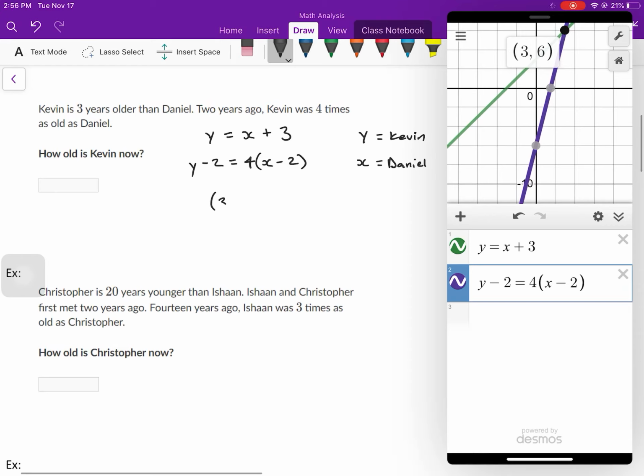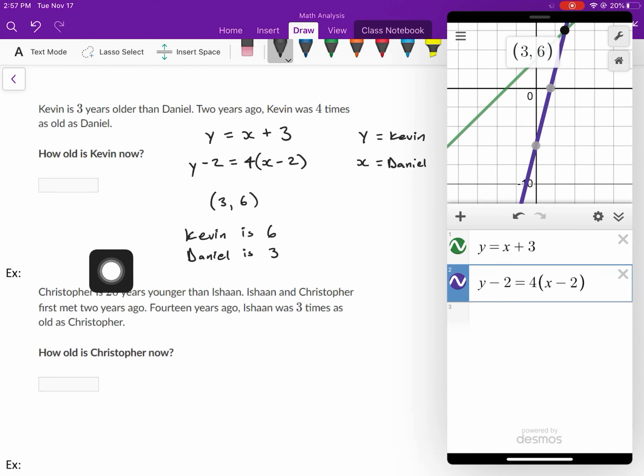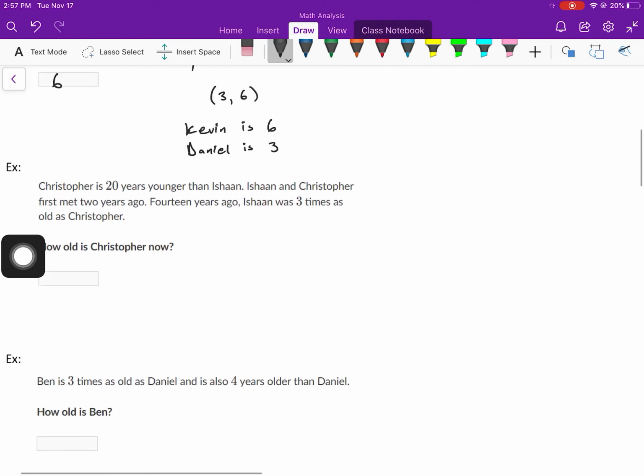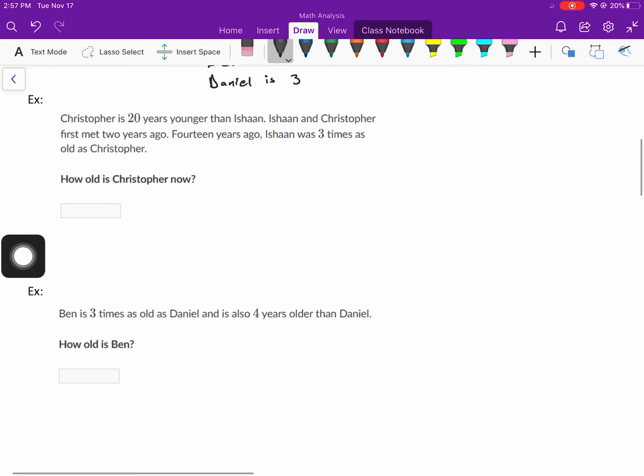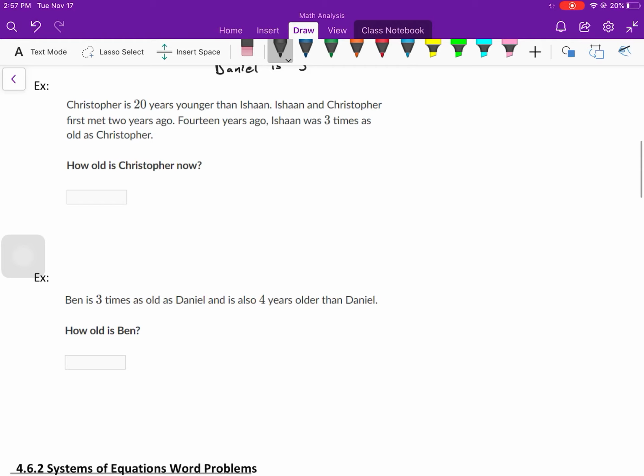So x is 3, y is 6. So Kevin is 6 and Daniel is 3. And that makes sense. Look at that, Kevin's 3 years older than Daniel, right? Because Kevin's 6 and Daniel's 3. And then 2 years ago, Kevin would have been 4 and Daniel would have been 1. So yeah, that perfectly fits. So Kevin's got to be 6. Sounds crazy, huh?